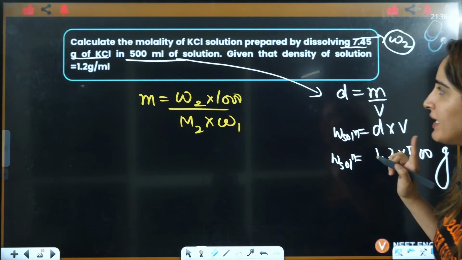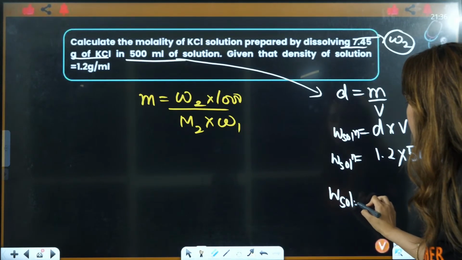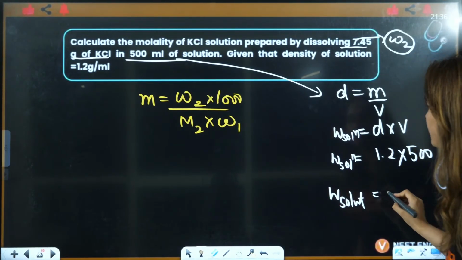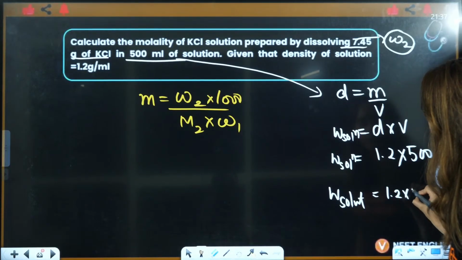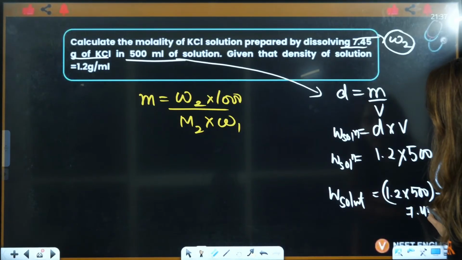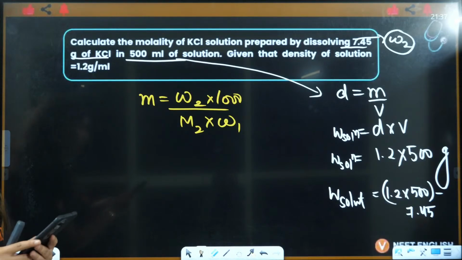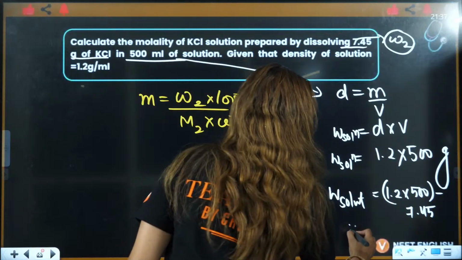Now, the weight of solute is given to you, that is 7.45. So the mass of solvent will be equal to the weight of solution, that is 1.2 into 500, minus 7.45, the mass of the solute. So when you solve this, 1.2 multiplied by 500 is 600, minus 7.45, that will be 592.